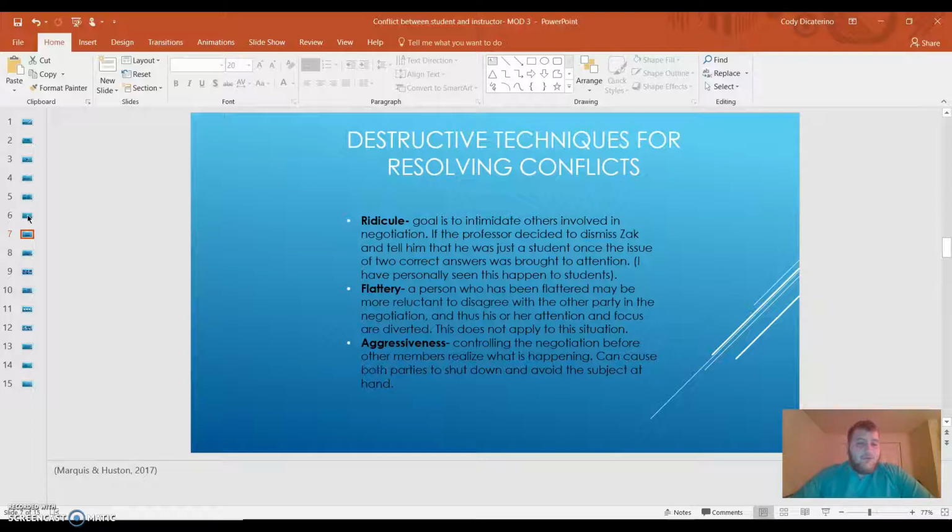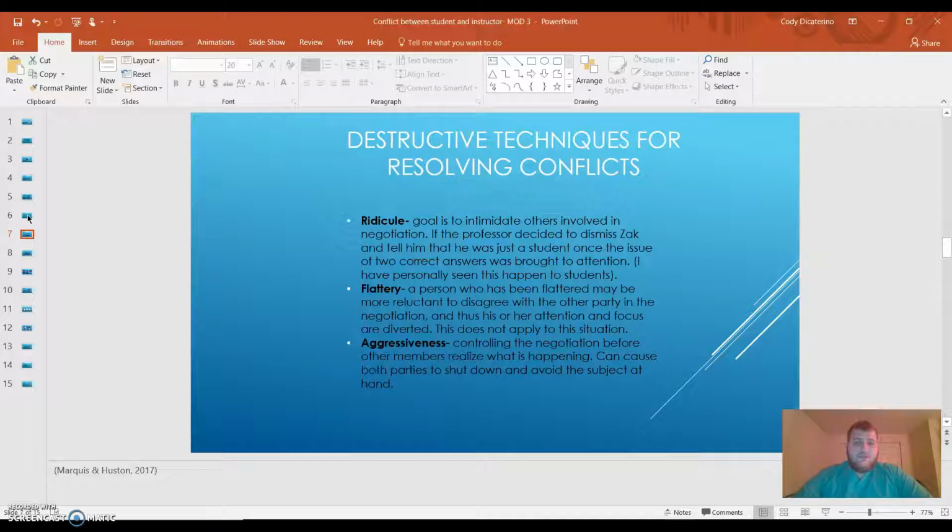I've seen this personally happen to several students, and generally the professor goes into his office and asks the student to come into the office and kind of explains why there's only one correct answer, even though there might be two, and doesn't really give the student an opportunity to explain themselves.